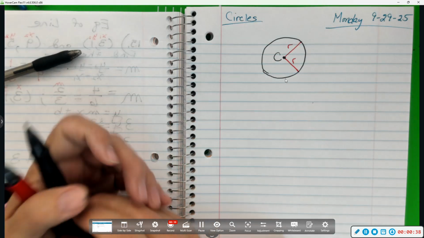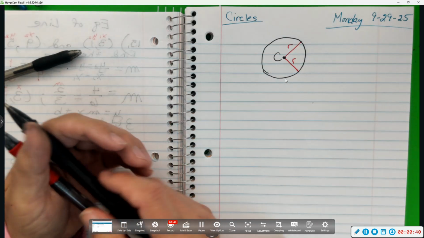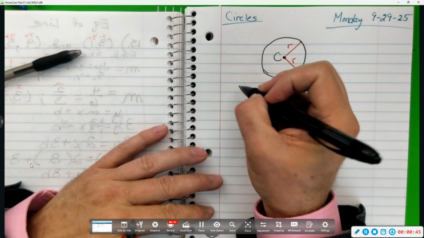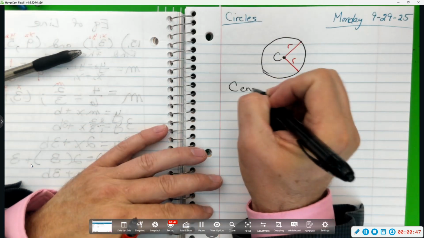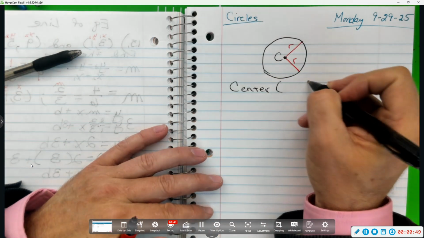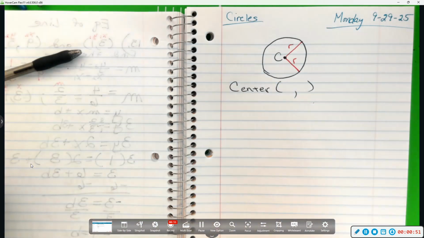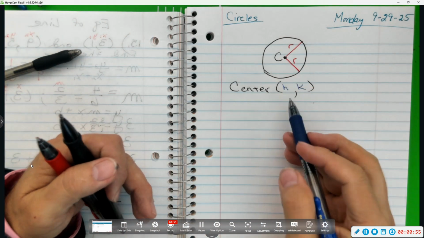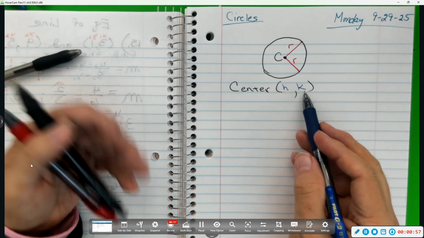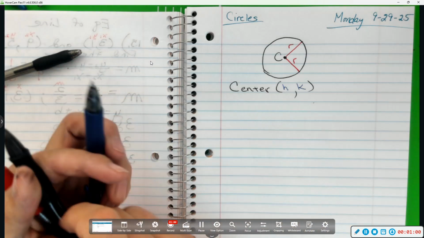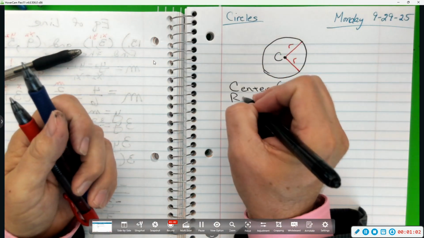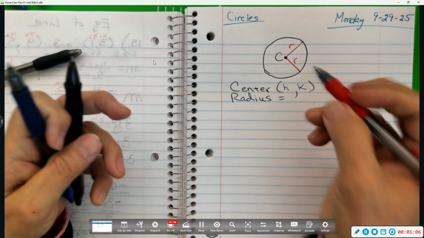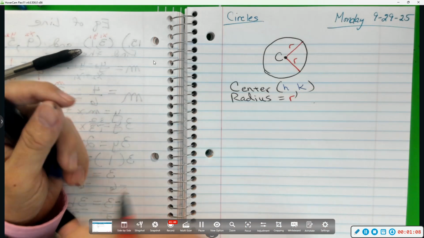We're going to take an algebraic approach to circles rather than a geometric approach. We'll assume that the center of a circle is represented using the ordered pair h comma k. H is the x-coordinate of the center, and k is the y-coordinate of the center. We'll use a lowercase letter r to represent the radius.